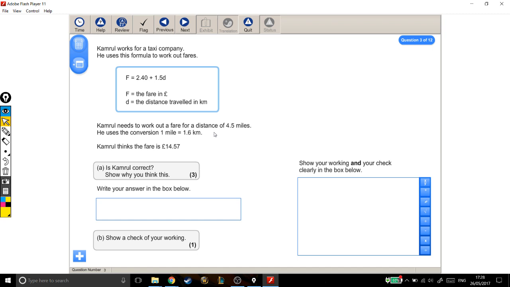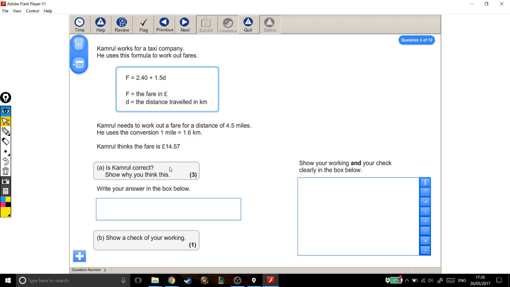Kamrul needs to work out a fare for a distance of 4.5 miles. He uses the conversion 1 mile equals 1.6 kilometres. Kamrul thinks the fare is £14.57. Is Kamrul correct? Show why you think this. And then at the end, we've got a check as well.